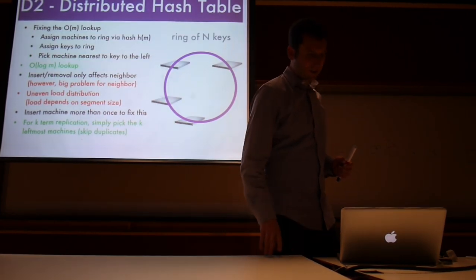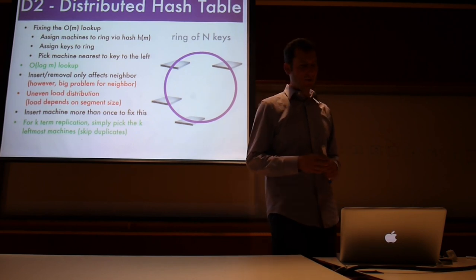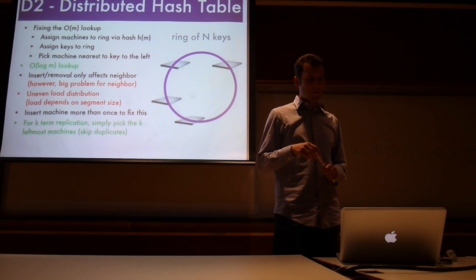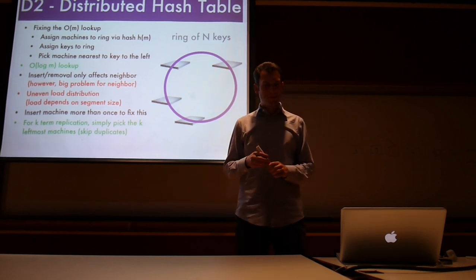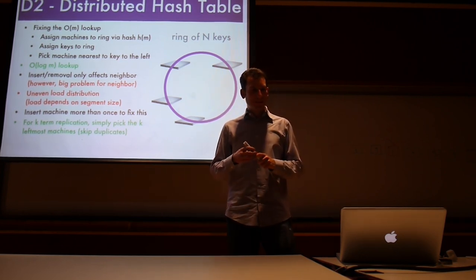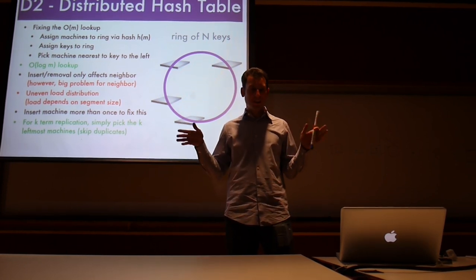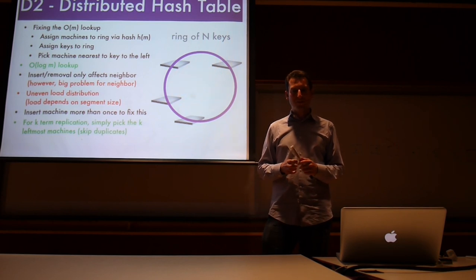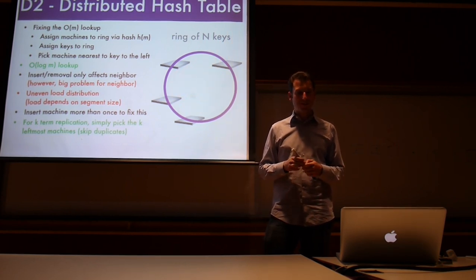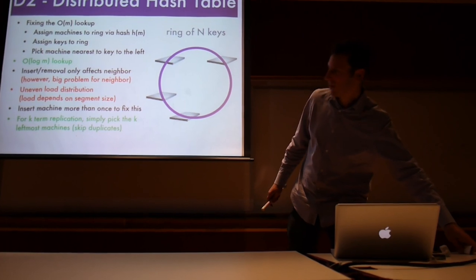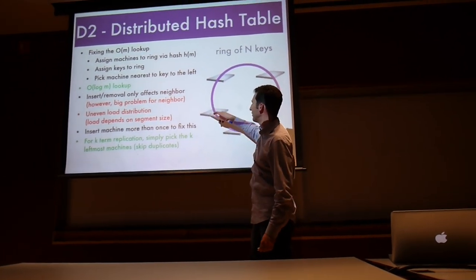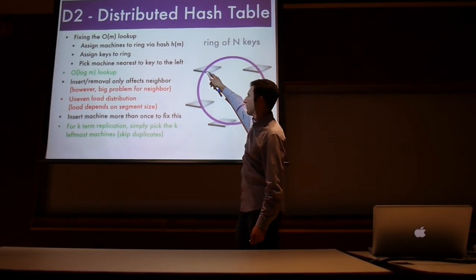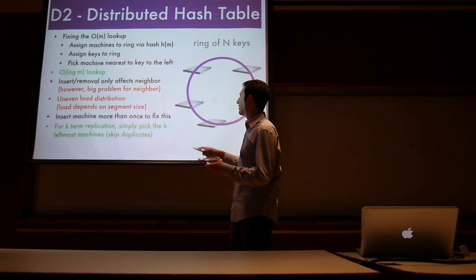So here's one thing that people have suggested. It's called a distributed hash table. You may have heard that from peer-to-peer. So the DHT is actually something very, very simple. You basically take a ring of n keys, make n reasonably large, and you assign the machines to this ring via hashing. So each machine gets a position somewhere here. And then you pick the machine nearest to the key on the left, or on the right, doesn't really matter, but on one side.